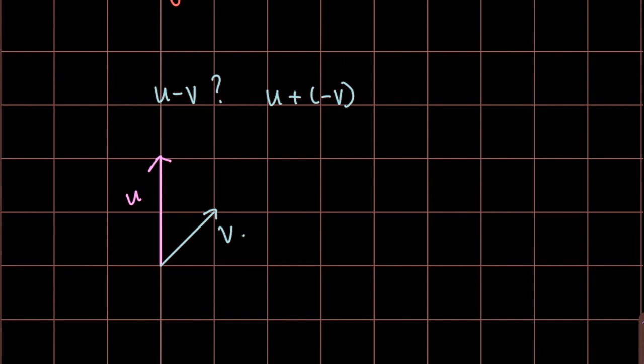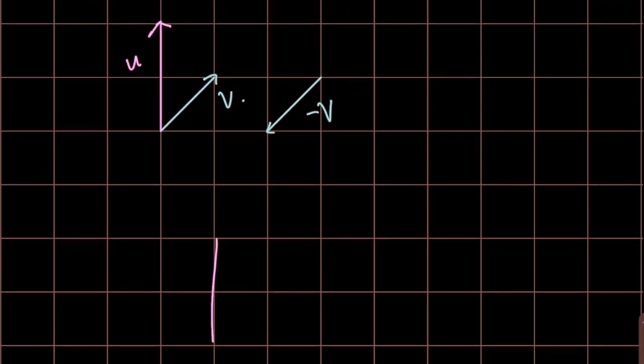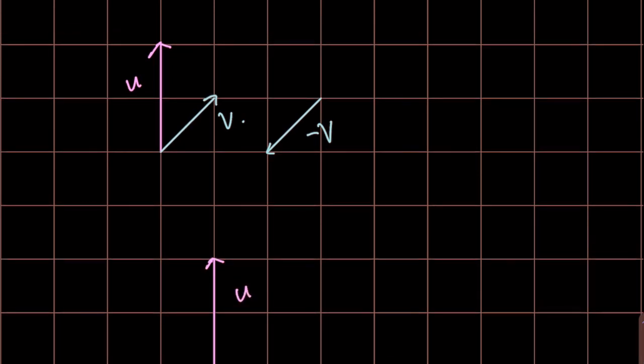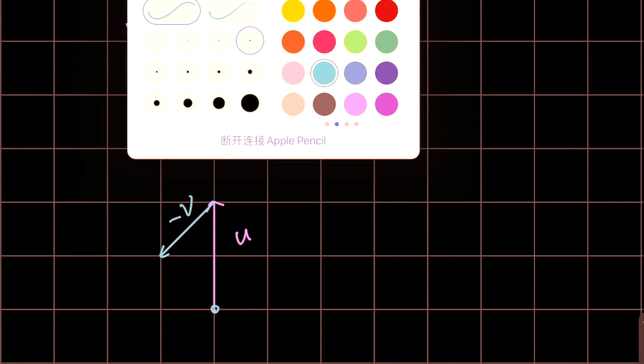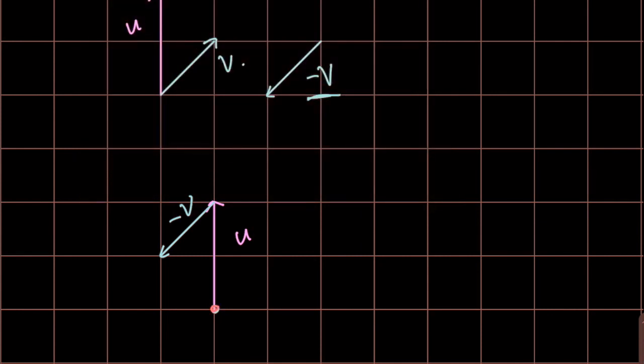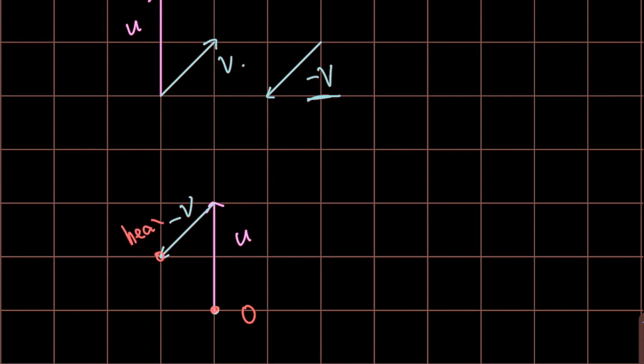So let me show the negative v first. That is the negative v. So let us find that. That is the u. The head of u should be the beginning of the second vector, so it should be the tail of the negative v, like this way. So this point is the original point for the final vector, and this one is the head of the final vector. So we can show the final vector in this way. That is u minus v. Okay.